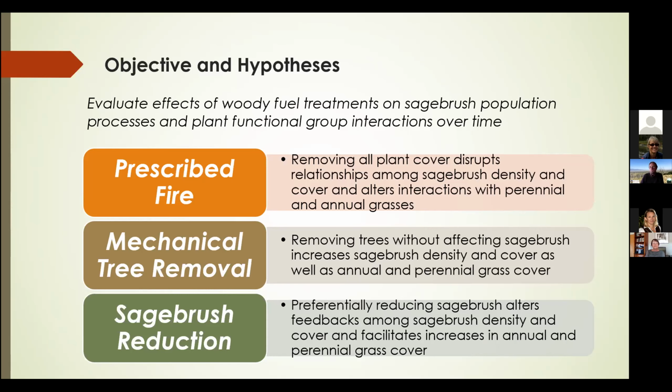The first hypothesis was that removing all plant cover, such as through prescribed fire, can disrupt the relationships among sagebrush density and cover and really alter those competitive interactions with perennial and annual grasses. Removing trees, such as through cut and leave treatments, without affecting sagebrush, can increase sagebrush density and cover, and it can also affect annual and perennial grass cover. Preferentially reducing sagebrush, such as through that long-term tebuthiuron treatment, can alter feedbacks among sagebrush density and cover, and it can also result, again, in that increase in annual and perennial grass cover.